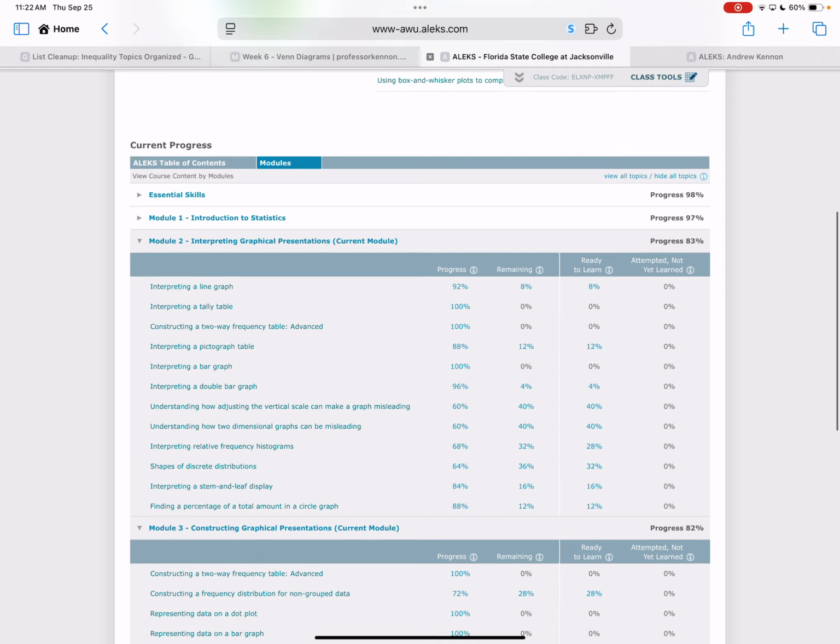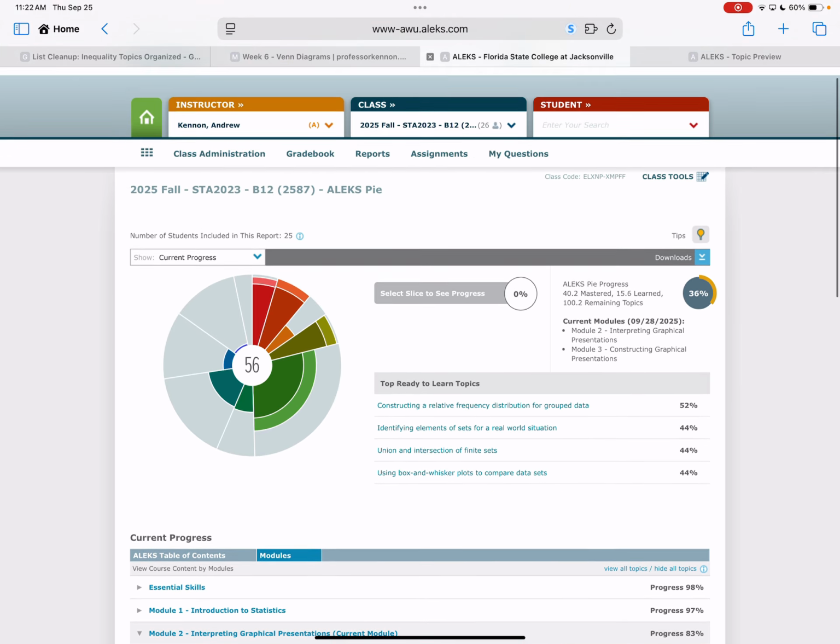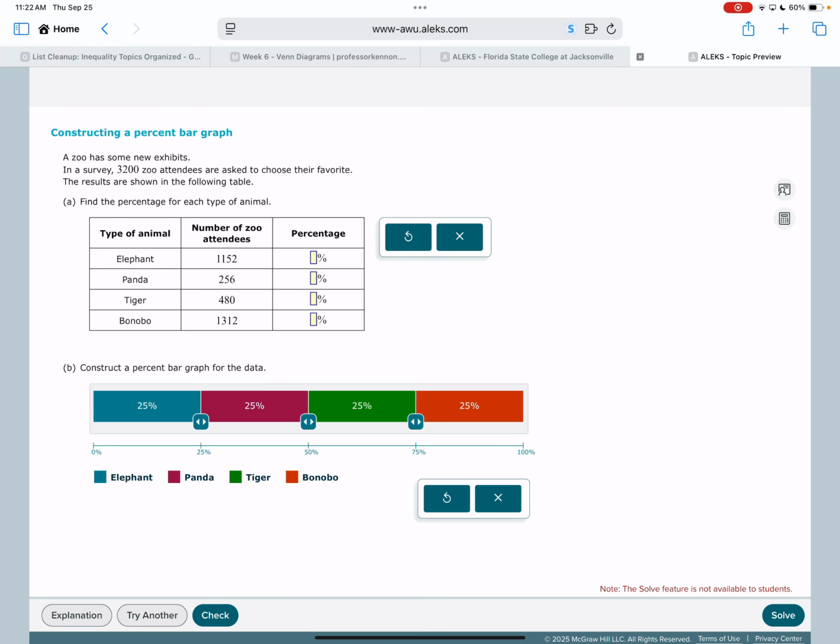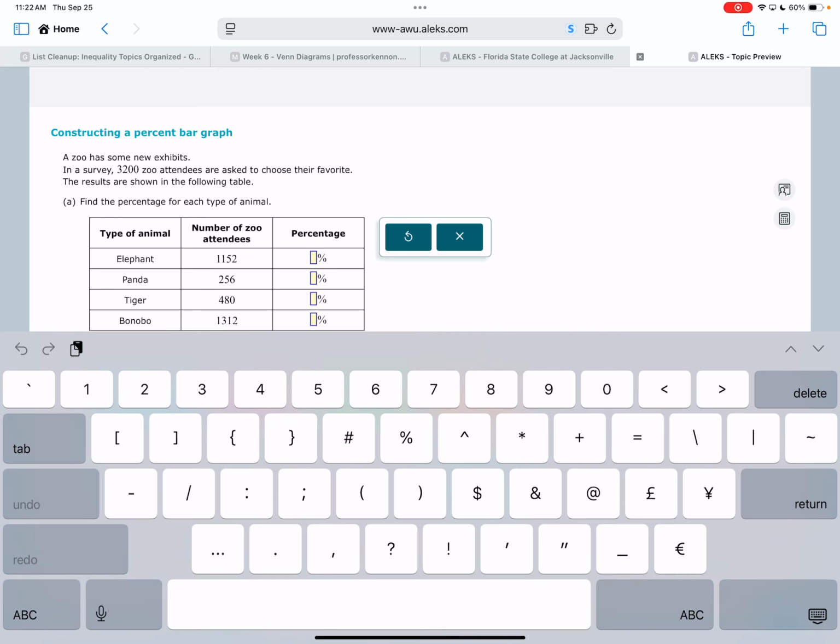A percent bar graph? Constructing a percent bar graph, what you have to do on each of these, and I'll do the picture first, and then I'll come back and write some stuff. But you have, in a zoo, you have 3,200 new attendees. What are they going to see? So 1,152 of them are going to see elephants. So you do 1,152 divided by 3,200 for the total amount, and you get 36.